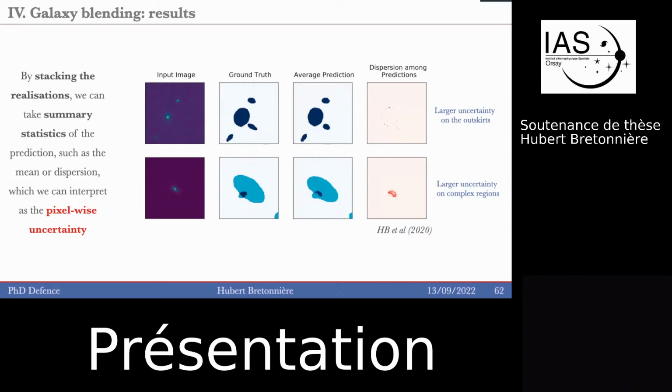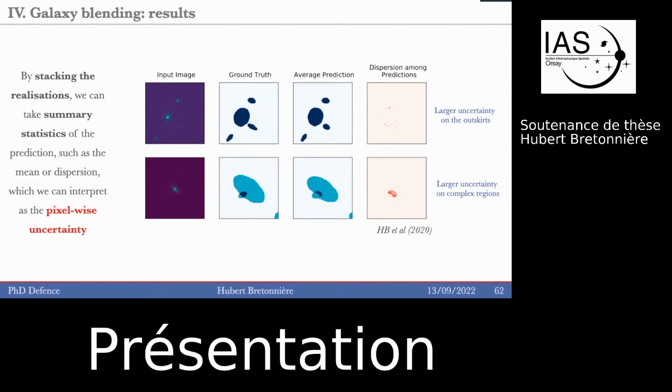So the results are the following. Here I show two different examples. In the first column, you have the input image with different galaxies, then the ground truth, so the masks that we should recover. And here you have an average, the mean of 64 realizations that we asked our Proba UNet for this image. And here you have the pixel-wise dispersion between the realizations.